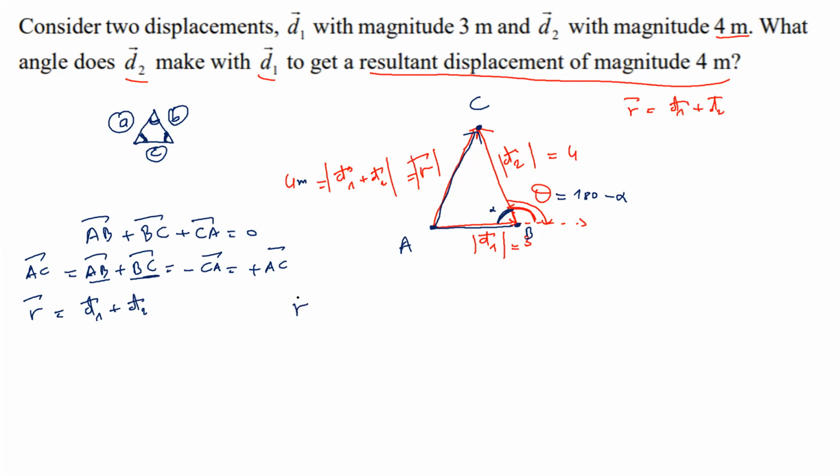So you see that the resultant R here is equal to D1 plus D2. Now, they are asking me about an angle. Let me take the dot product. So let me take R dot R. By the way, R dot R is just the magnitude of R squared, basically this side squared. So R dot R will give me what? D1 plus D2 dot D1 plus D2.